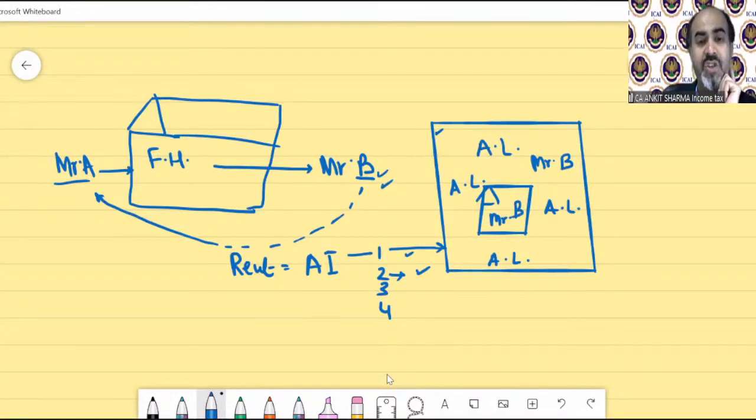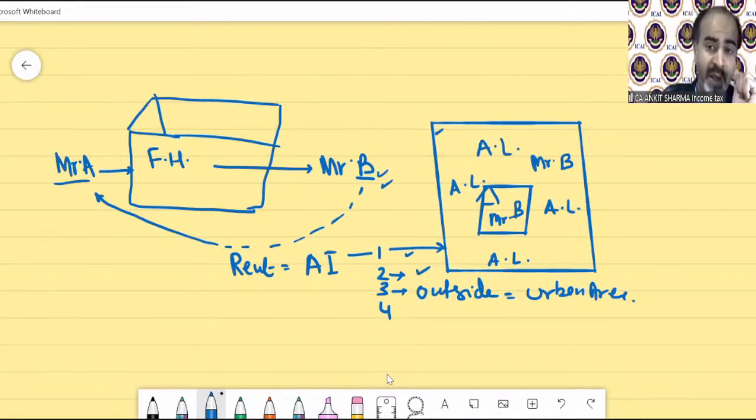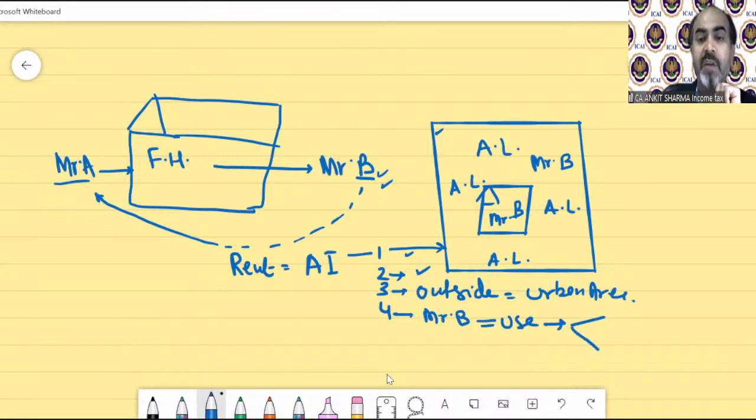Condition number 3 says this farmhouse should be outside the urban area. That means this farmhouse should be in a rural area. It should be outside the limit of the urban area. What is the meaning of urban area and rural area? That is going to be discussed. And the last thing: the cultivator, that means Mr. B, should use this farmhouse for his residential, dwelling purpose, that he is living there and taking care of his agricultural activities. So either he uses that house for residential purpose or as a storehouse for his agricultural produce.